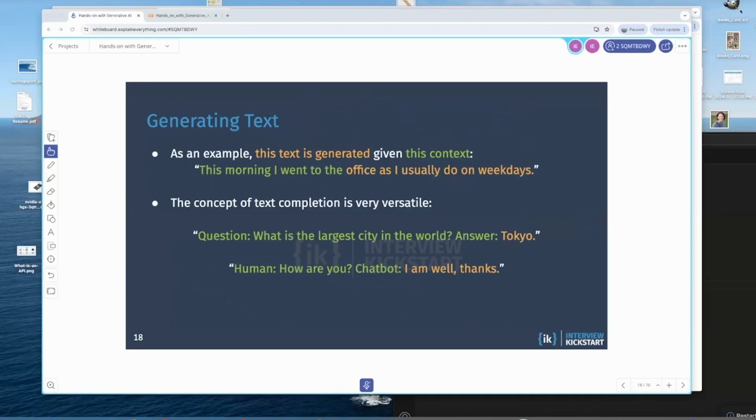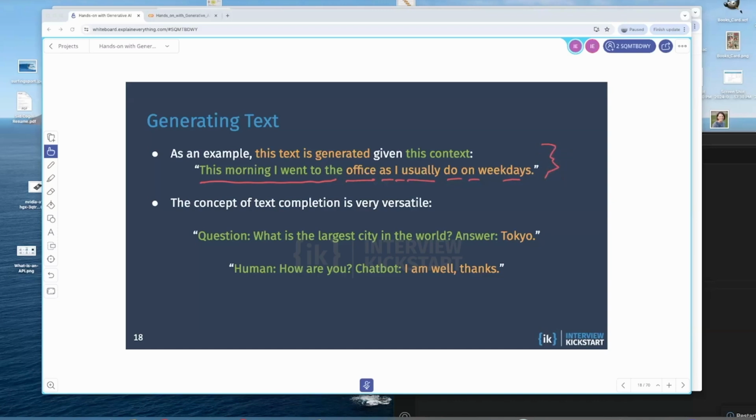Okay, so this idea of generating text is actually really versatile. Let's just give a hint of what I mean by that. We saw the example this morning. I could generate the next word, say pick the most probable next token, and then feed that back into the context and do it again, and keep doing it. And maybe: "This morning I went to the office as I usually do on weekdays." That's one way to complete the text, right?